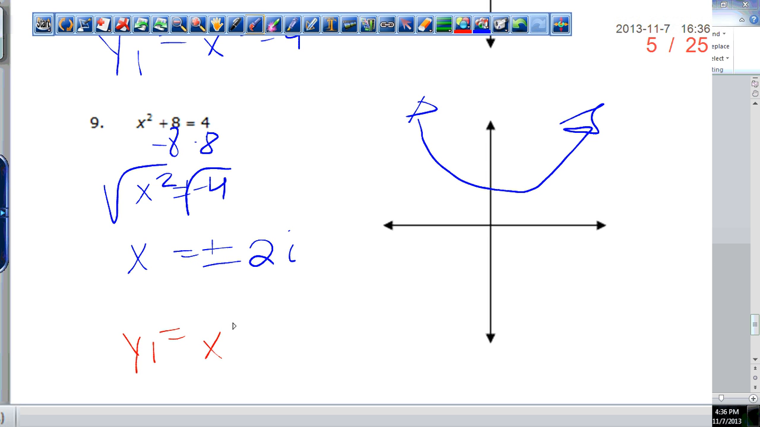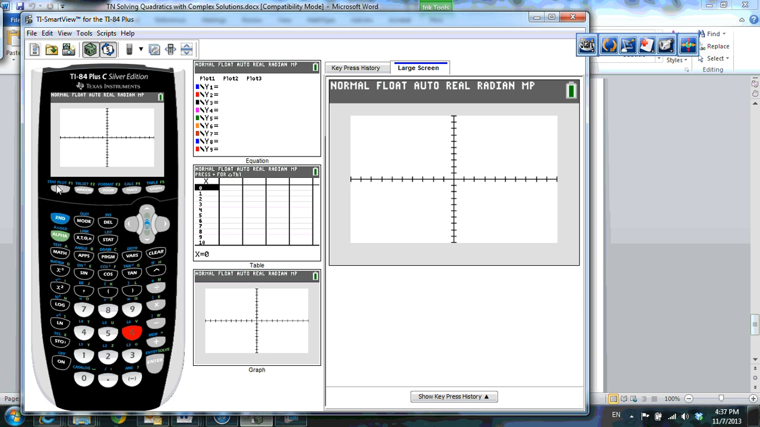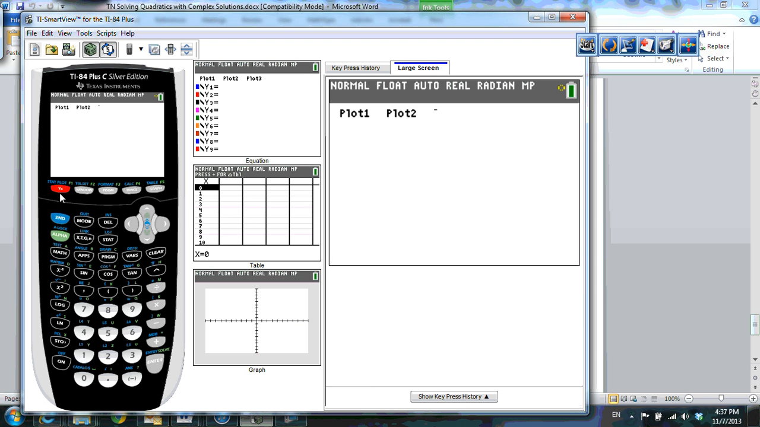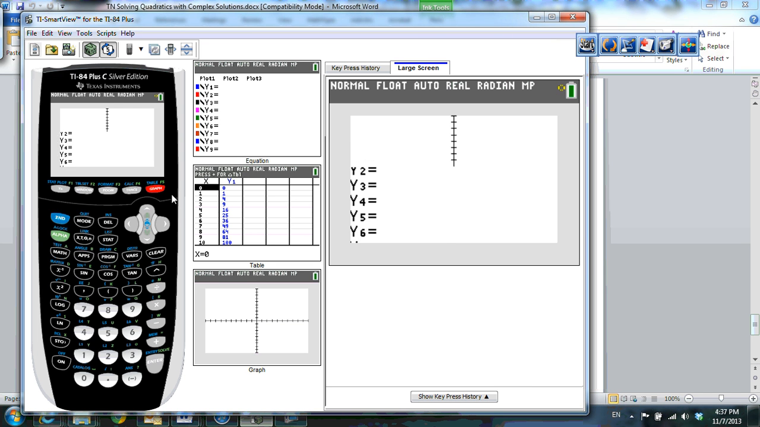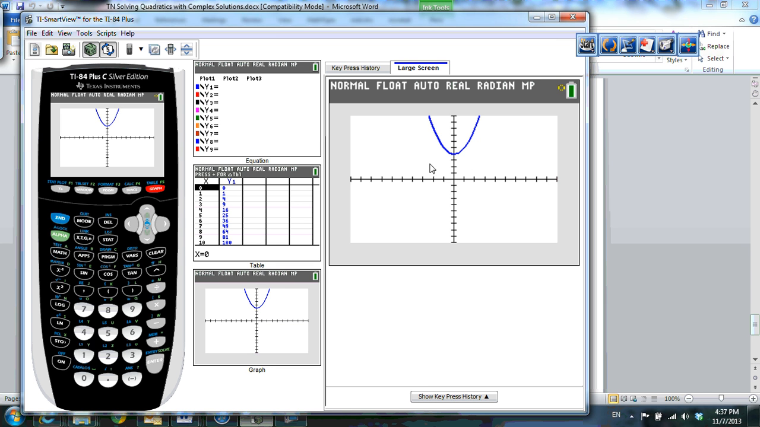If I were to graph this in my graphing calculator, I would need to move 4 over, so I'm going to get x squared plus 4. Let's go take a look at that real quick. So on my y1, I want to do x squared plus 4. Let's see what our graph looks like. Sure enough, it's not crossing the x-axis at all. It's floating up there. Another possibility could be that it's down here and it's facing downward and it's not going to cross the x-axis either.